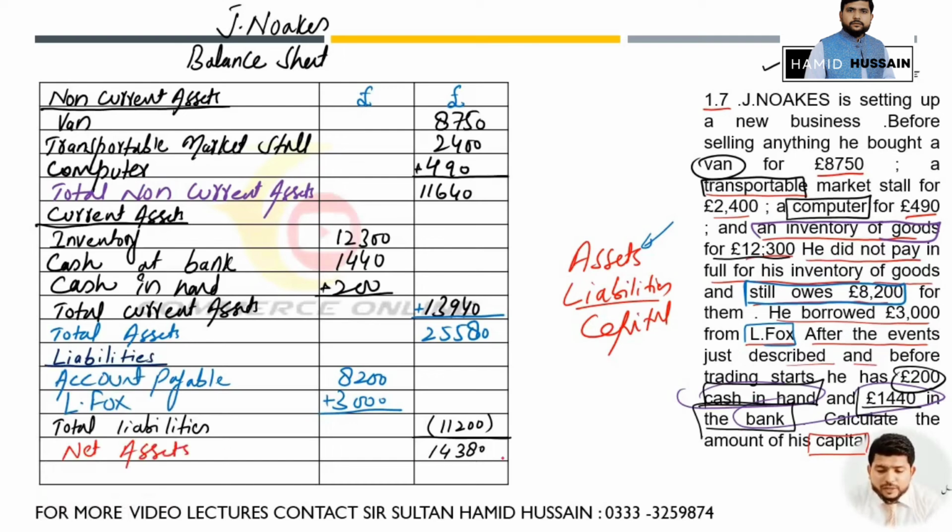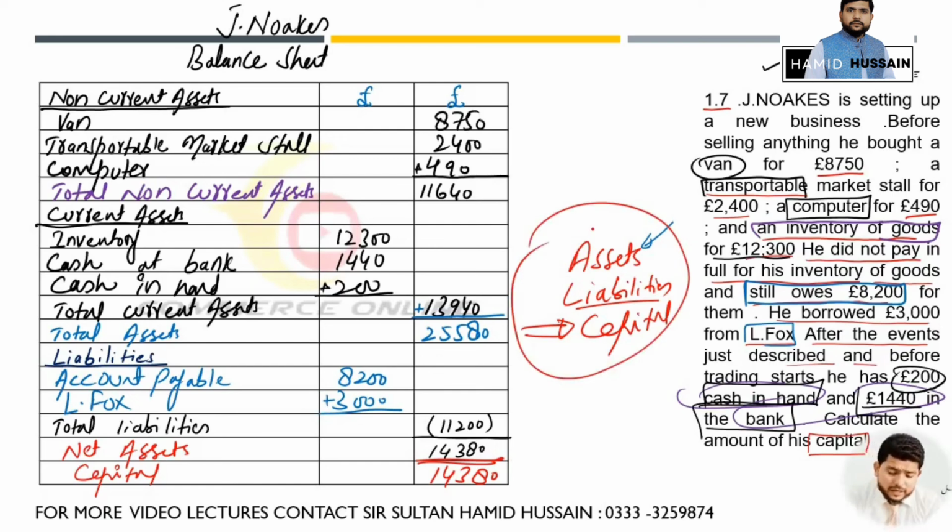And ultimately this shows the amount of capital, which is 14,380. So this is our basic thing: in order to find out capital, you first need to find out the amount of assets a company owns, and then subtract liabilities from the amount of assets. So you will get, in simple words, net assets or capital.